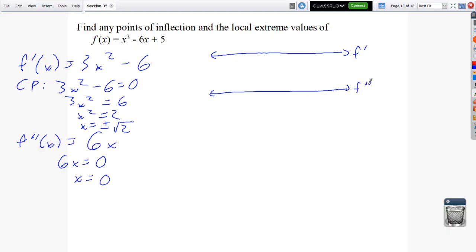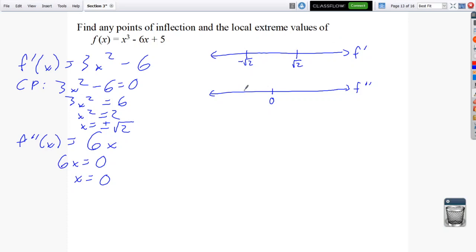Looking at these, on my f double prime, I'm just going to put a 0. I know I have 0 up here, but I'm not going to acknowledge it because it's not one of my critical points. But I do know that I've got negative root 2 and positive root 2. To find out if I have a maximum or a minimum at negative root 2 and positive root 2, I could do my first derivative test if I wanted to, but since I had to find my second derivative, isn't it easier to just check the left and right of 0 with f double prime?